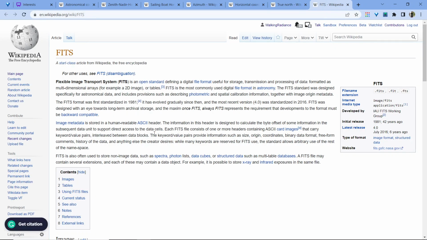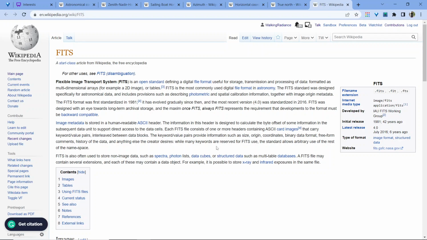The Flexible Image Transport System, FITS, is an open standard defining a digital file format useful for storage, transmission, and processing of data formatted as multi-dimensional arrays, for example, 2D images or tables. FITS is the most commonly used digital file format in astronomy.